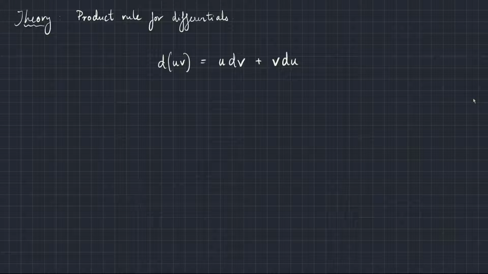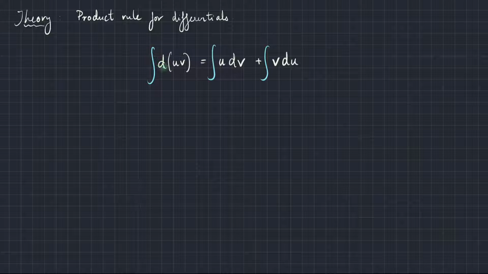All we need to know is the product rule for differentials. The product rule for differentials says that the differential of the product of two functions is the first function times the differential of the second function plus the second function times the differential of the first function. Now we can integrate both sides of this equation, and if you only consider the left hand side, we have the integral of a differential. Now if you remember, the integral of the differential of a function is just the function itself.